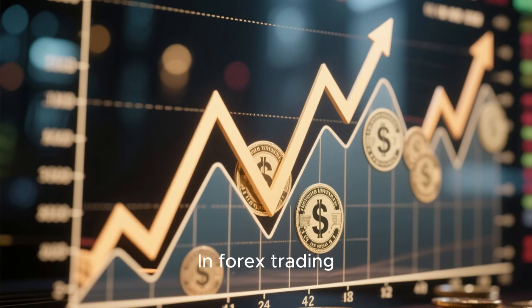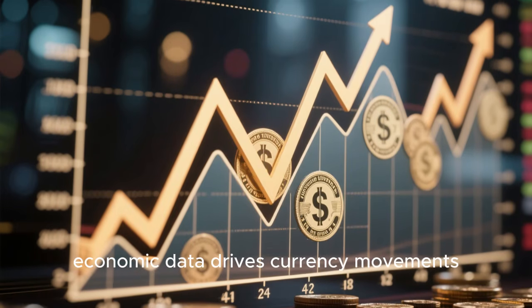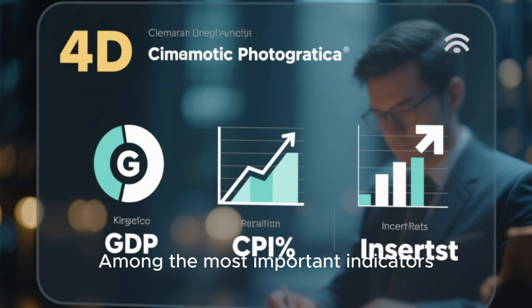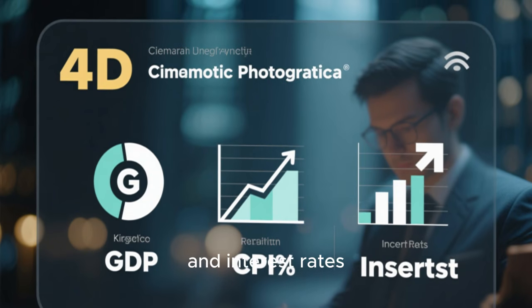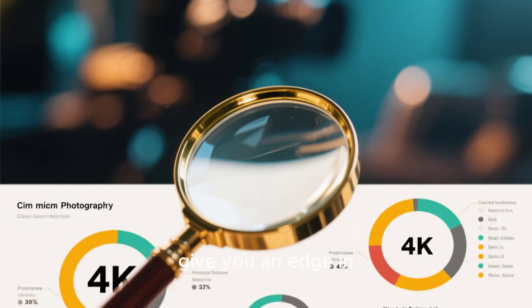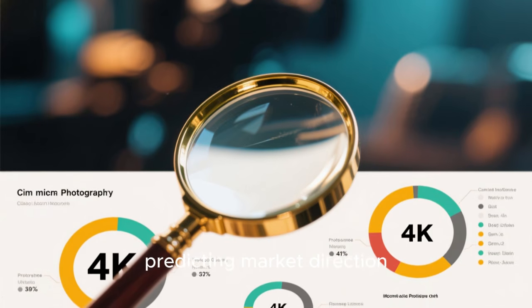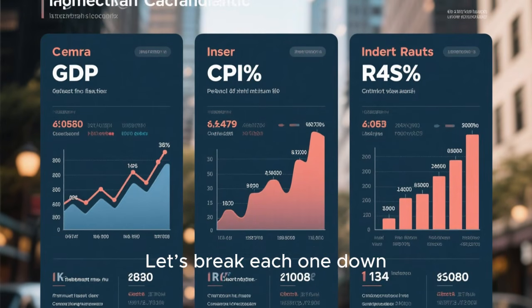In Forex trading, economic data drives currency movements. Among the most important indicators are GDP, CPI, and interest rates. Understanding them can give you an edge in predicting market direction. Let's break each one down.